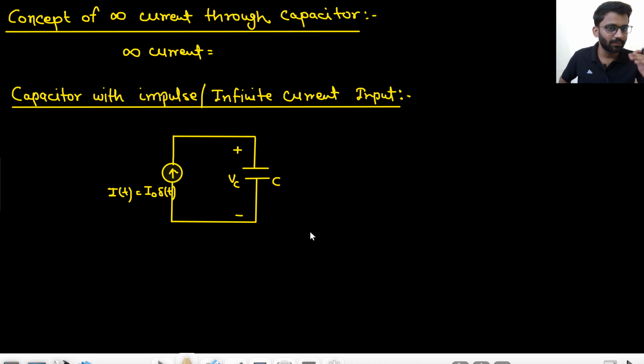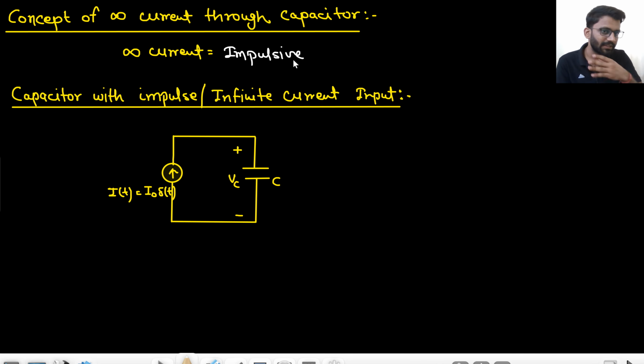I emphasized this point as well: finite current. Now, what do we mean by infinite current? I have already told you in the basics what infinite means. If something is infinite, that means it is impulsive. That means just for a moment it came and then went off. If there is something infinite, it can't be there for all the time.